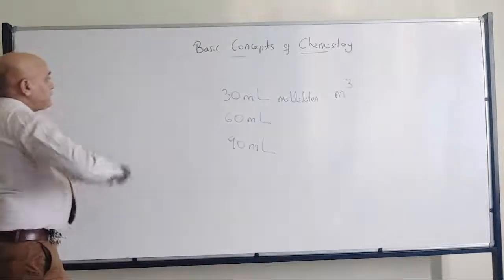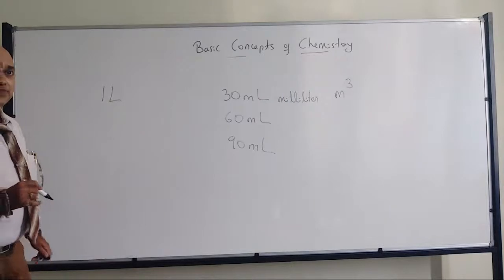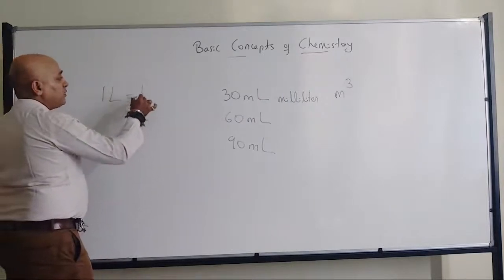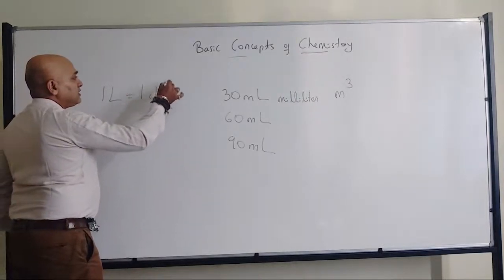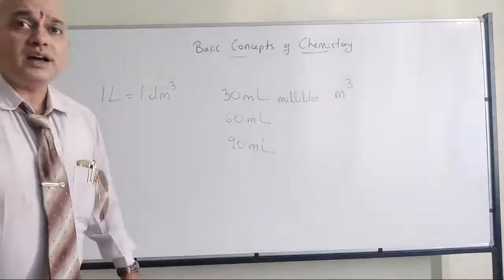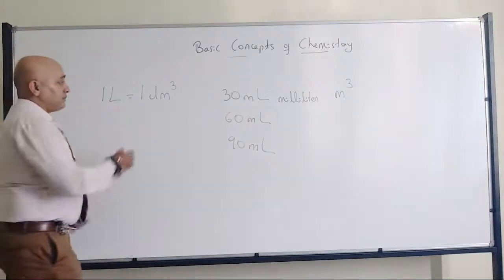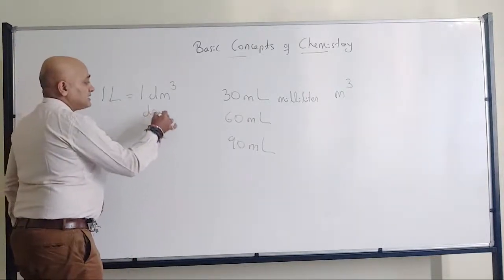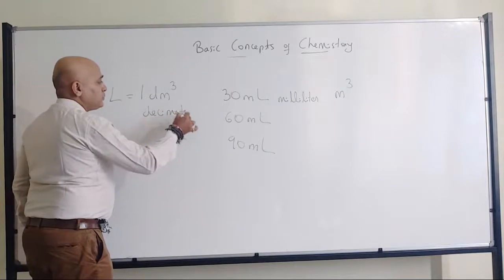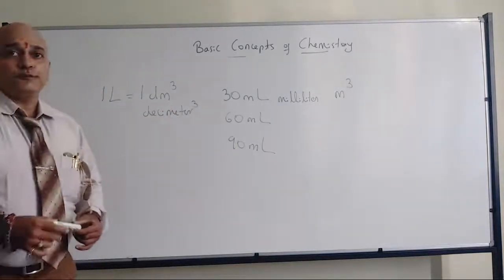Now, 1 liter, the symbol is L. 1 liter is nothing but 1 dm cube. Sir, what is that dm? dm means decimeter cube.